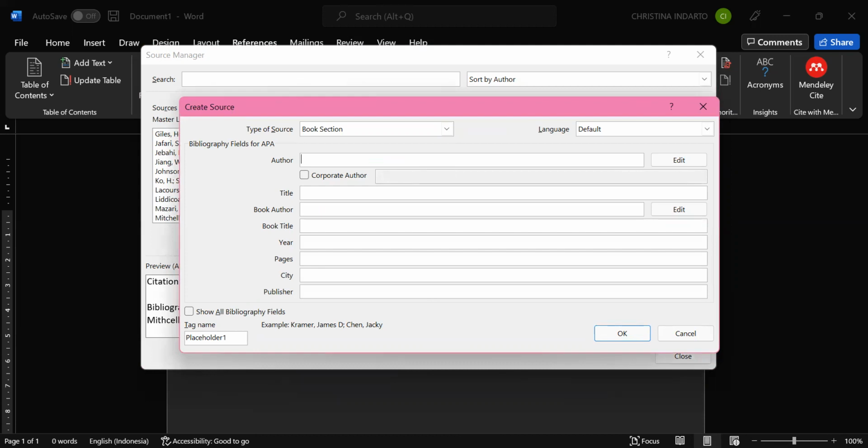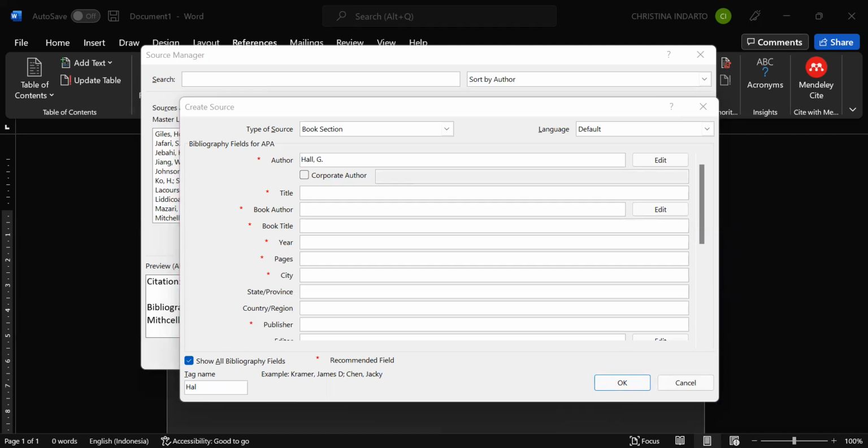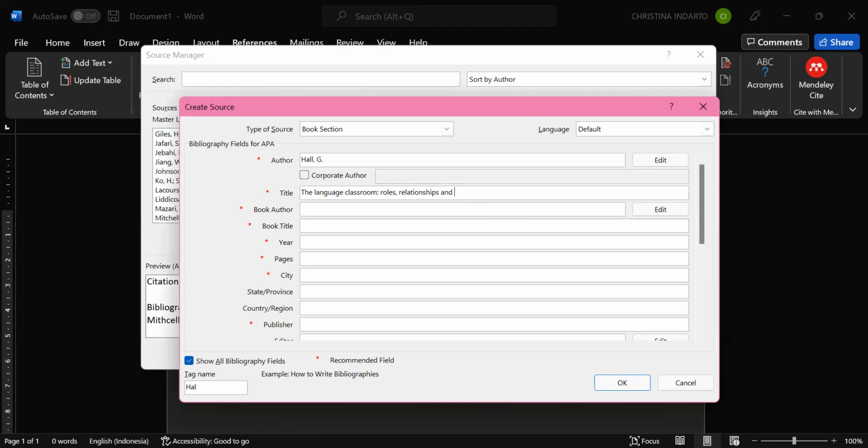What is here? The author. The author is Graham Hall. So it's Hall G. Am I right? Hall G, yes. And the next is the article title. So I choose the first one. Under the title, interactions. Yep. And now the book author, we will leave this blank.